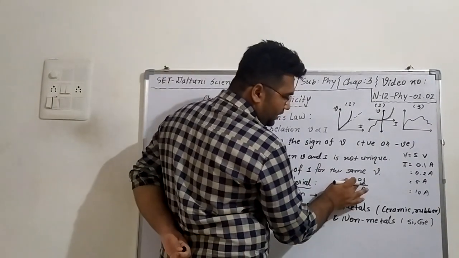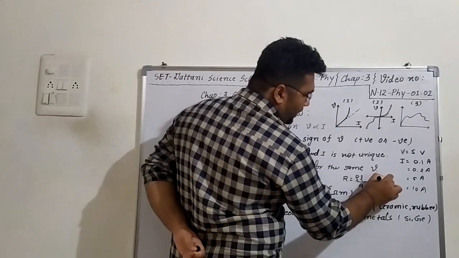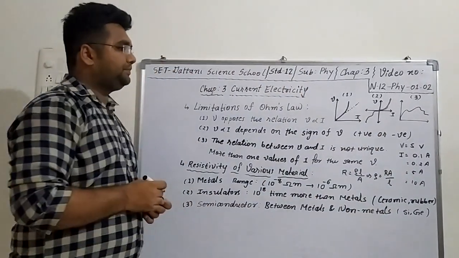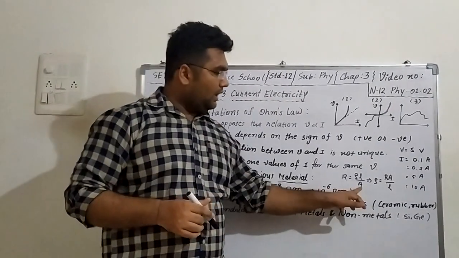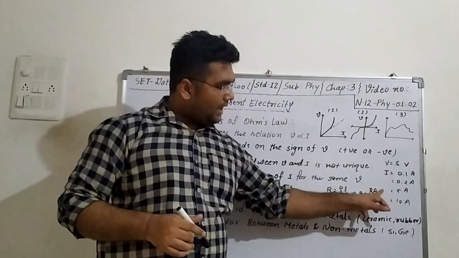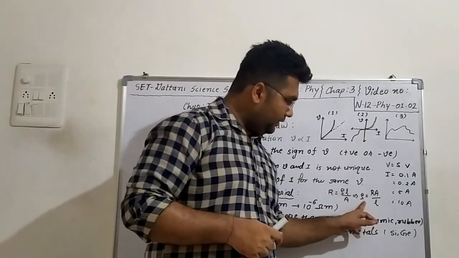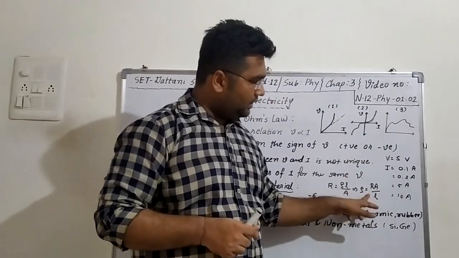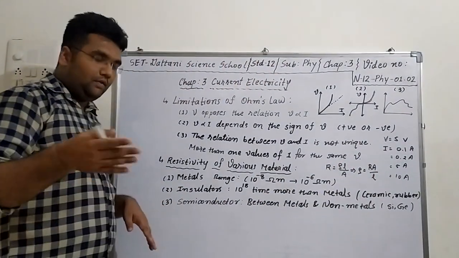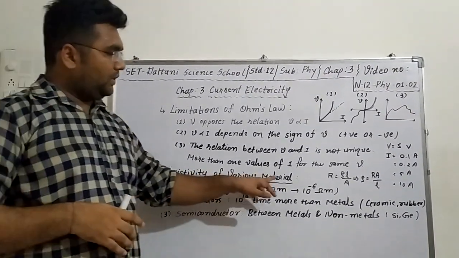But if we make rho the subject, then we find that rho equals R into A, with L in the denominator. So rho equals R A upon L. This is the formula of resistivity. The unit of resistivity is ohm meter, that we learned in the previous lecture. So, the resistivity of various materials.